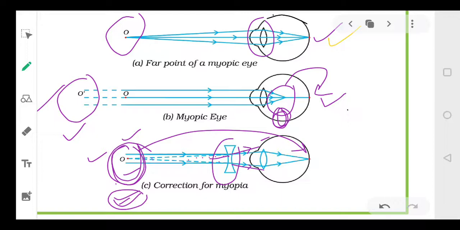क्लियर? सो ये इमेज किसकी है? ओ डैश की. ऑब्जेक्ट कहाँ पर है? ओ डैश पर. तो इमेज कहाँ बन गई? ओ पर. किसने बनाई है? लेंस ने बनाई है, कॉन्केव लेंस ने. ठीक है. Now our eyes will see this O. It will not see O dash, it will see O, and thus image will be automatically formed on retina. Image will be automatically formed on retina.